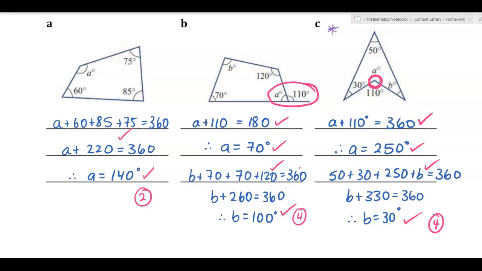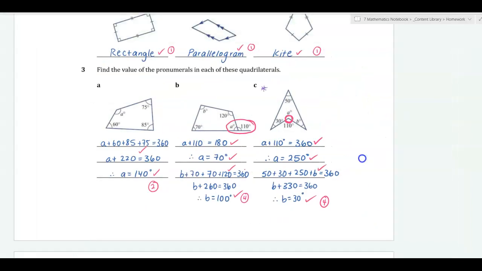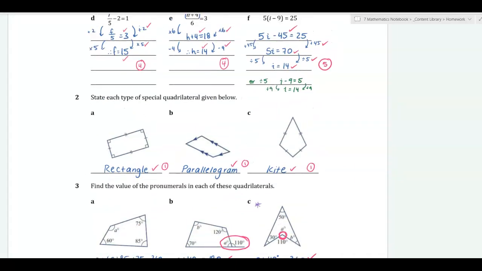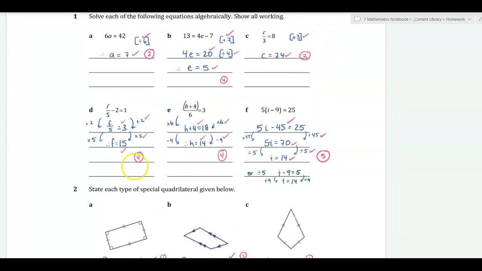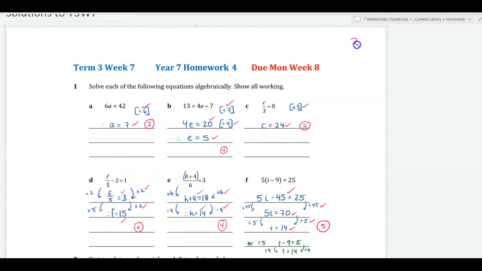All right. On that page, we have got a total out of 4, 8, 10, 13, 18, 22, 26, 30, 34. 34 for the first page. So can you please add up your score out of 34?